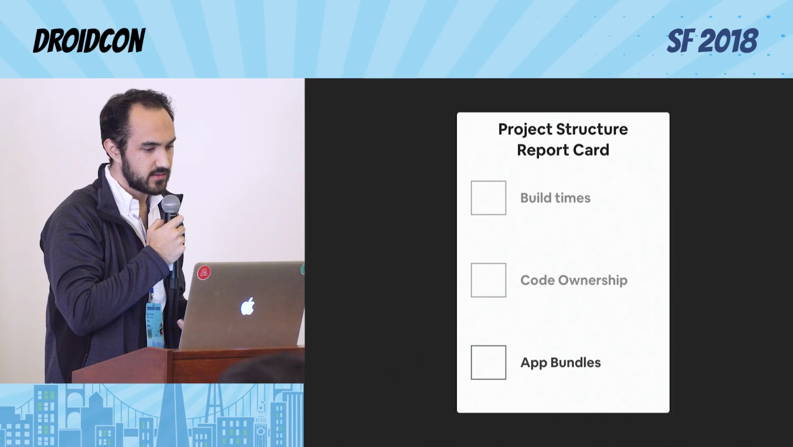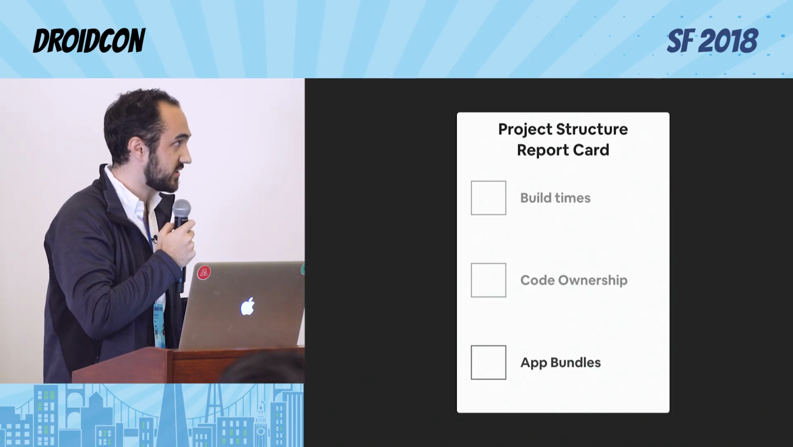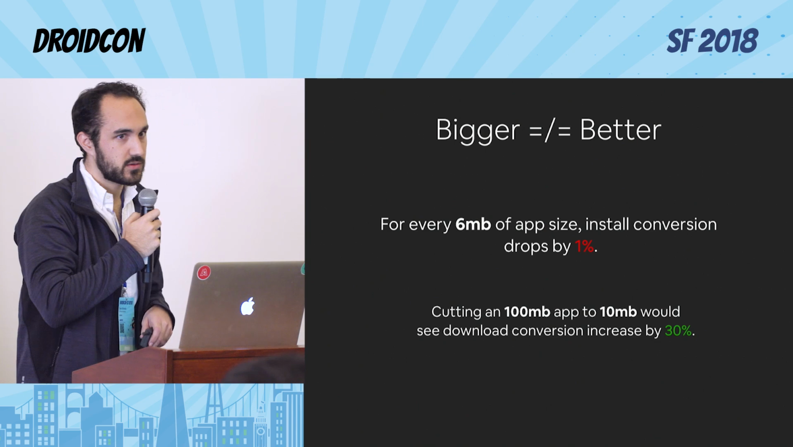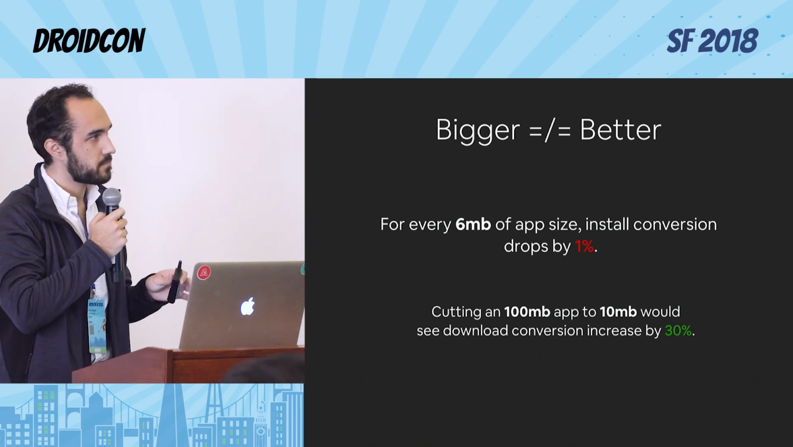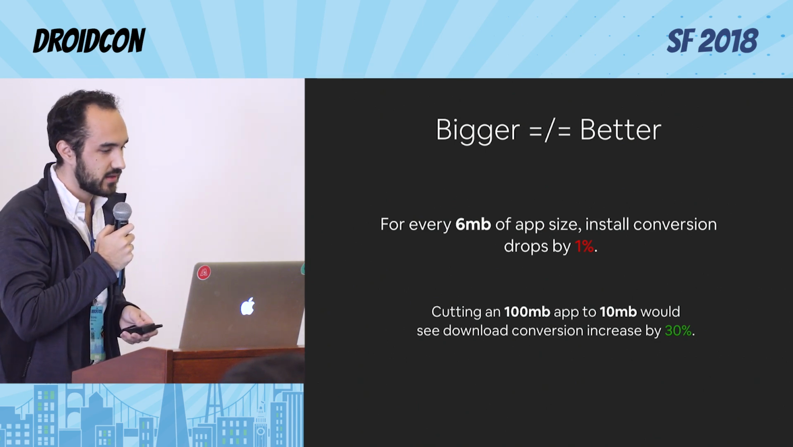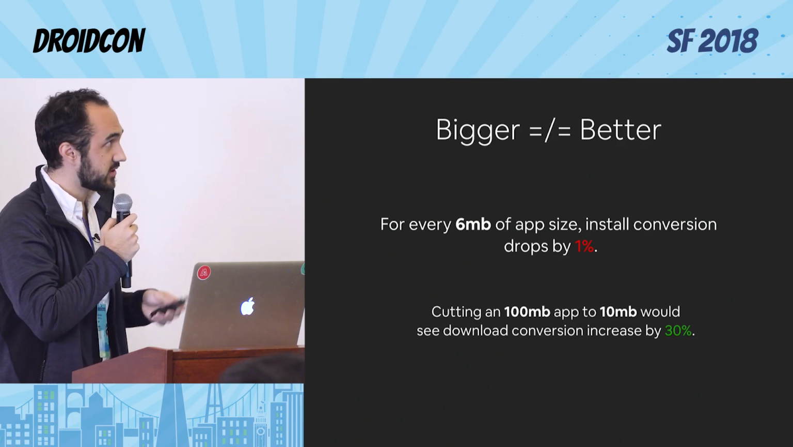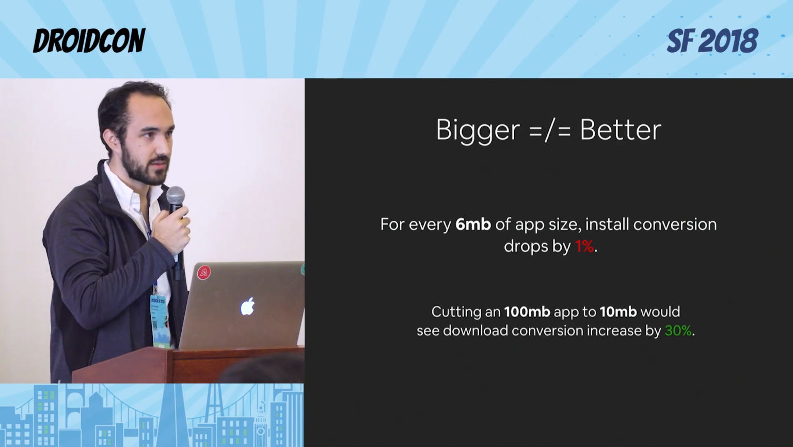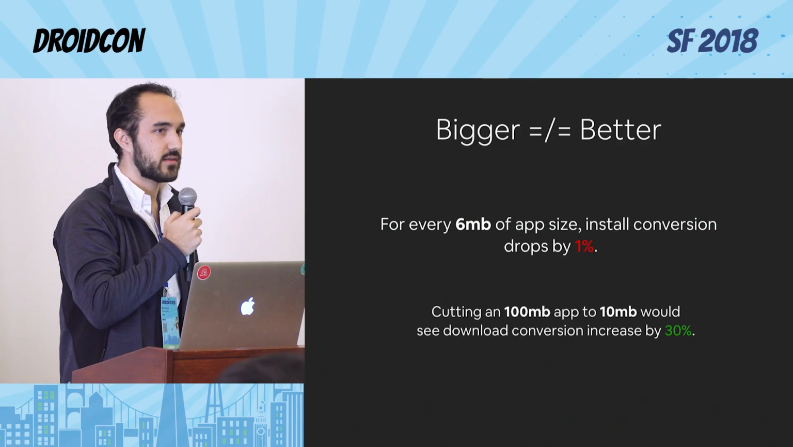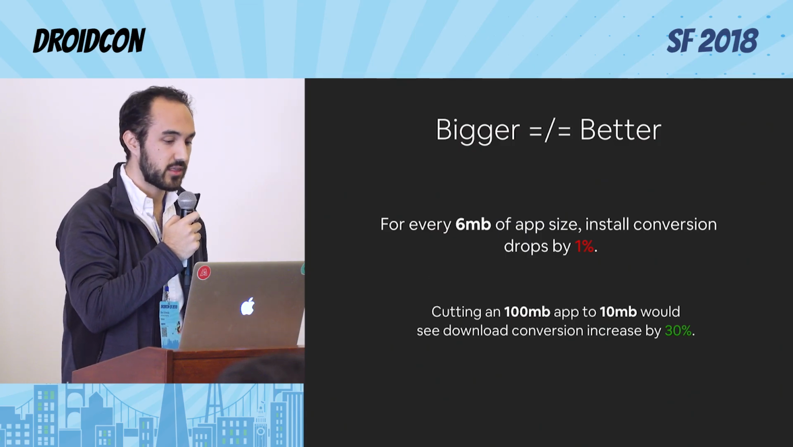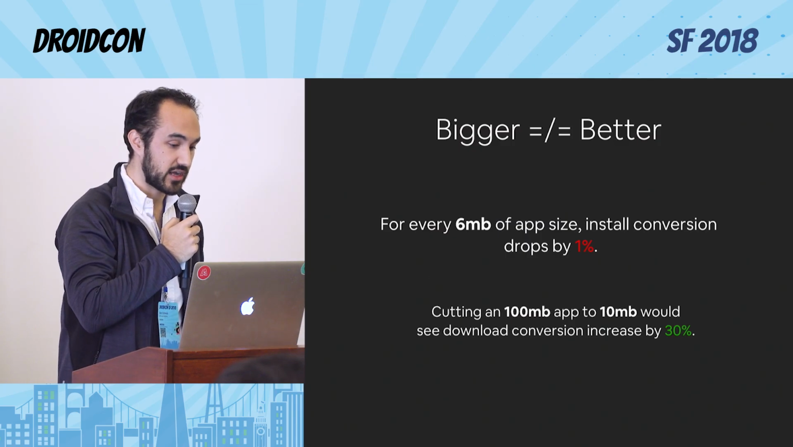And the final reason that I think you should consider modularization is if you want to leverage some of the new features with app bundles. So in the world of applications, bigger is definitely not better. Google did a study a few years ago that saw that for every 6 megabytes that your app increases, your install conversion drops by 1%. So that means, what is the percent that when someone clicks to download your app, that they will successfully download it and launch it?